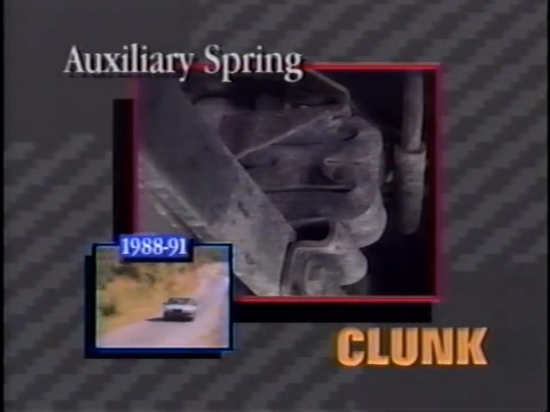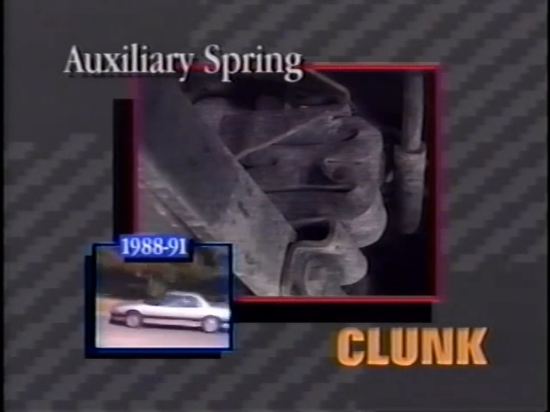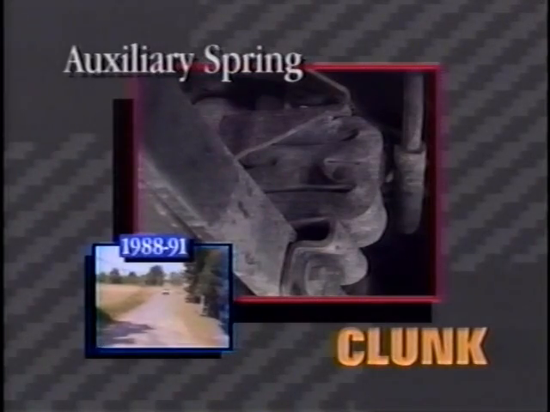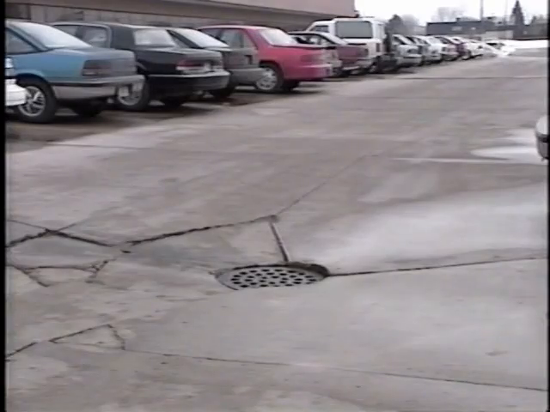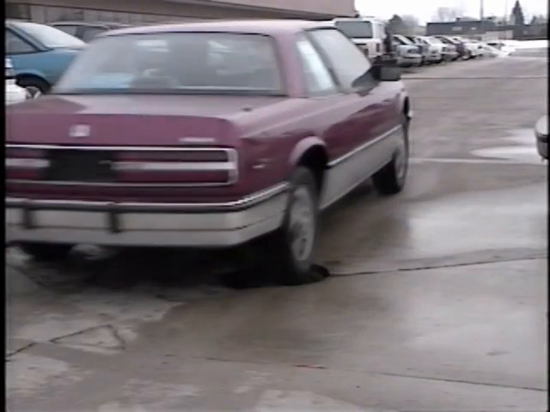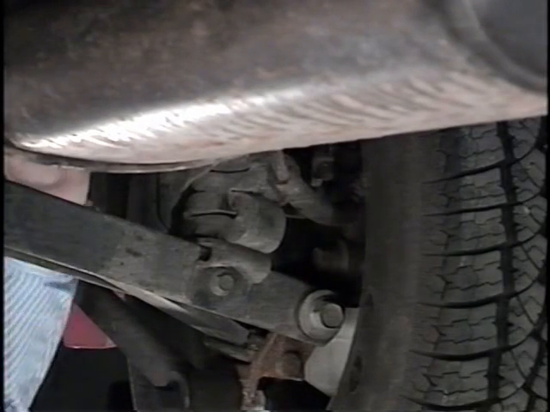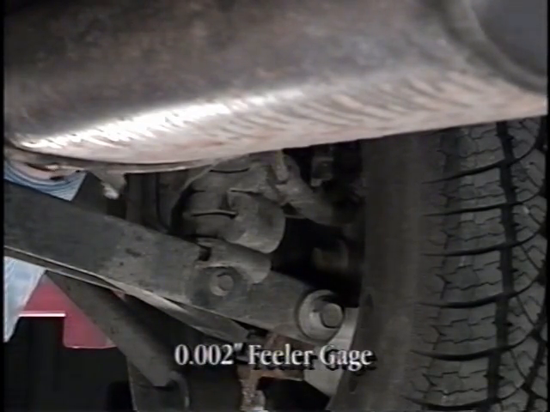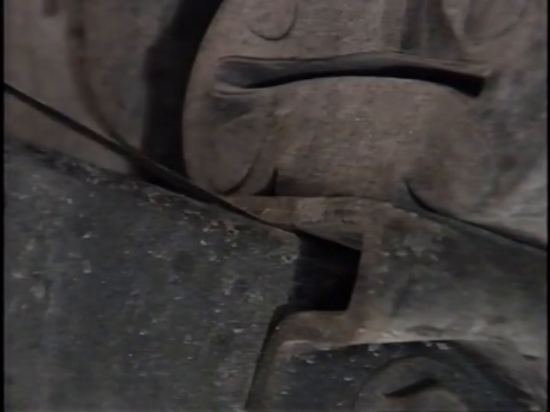On some 1988 through 1991 cars, a clunk or thud noise may be due to a small amount of excess clearance between the auxiliary spring support bracket and the rear spindle rod. The clunk occurs when the suspension receives a sharp road-induced input, such as from driving over a chuck hole or a speed bump. To check for this condition, use a feeler gauge to measure clearance between the spring support bracket and the rear spindle rod.